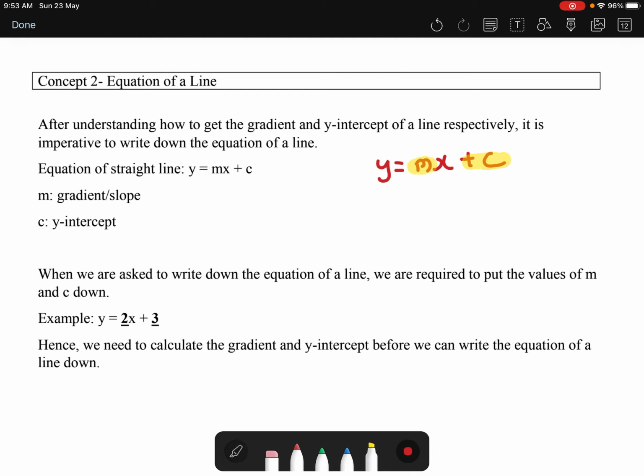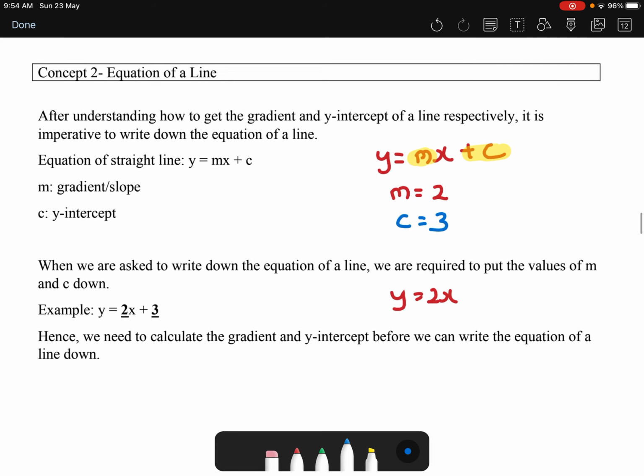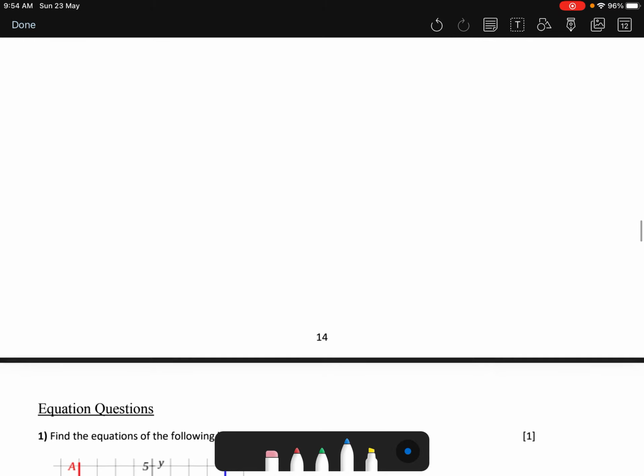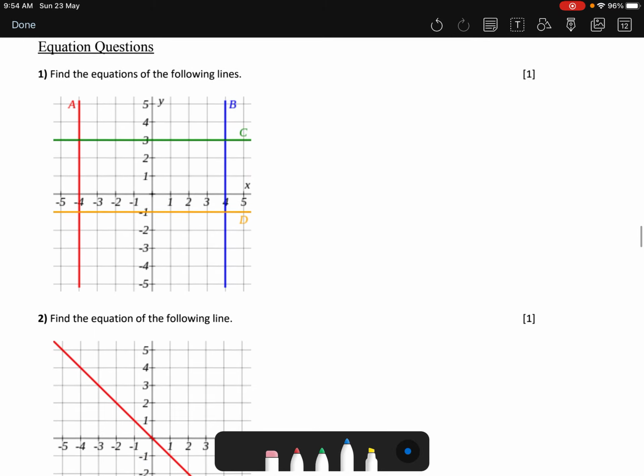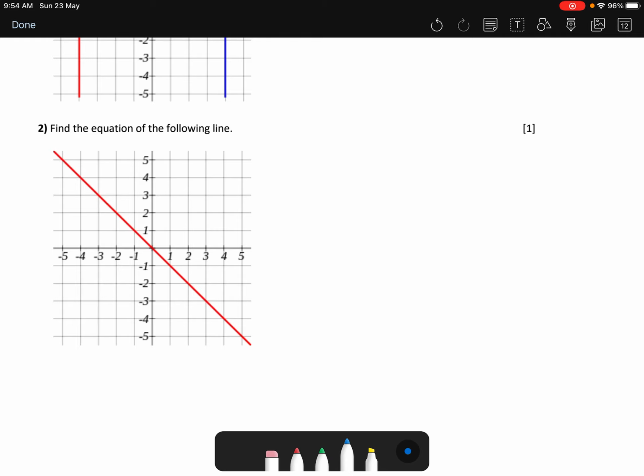So for example, if I find out that my gradient is 2 and my y-intercept is 3, I will have to write my equation of the line as y equal to 2x plus 3. Basically this is how we write the equation of the line. So let us take a look at this example. Finding the equation of the following line. Question number 2.